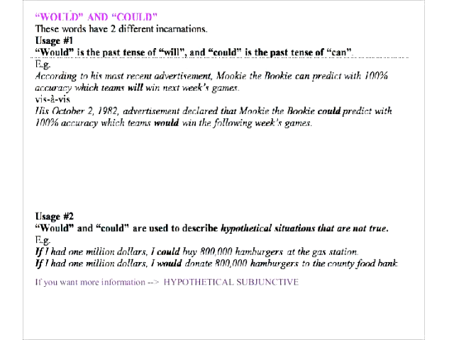If I were a millionaire, I would donate 800,000 hamburgers to the county food bank. If you're going to use this sort of would to be a hypothetical, then you have to use this in what's called the hypothetical subjunctive. So if I were, not if I was.